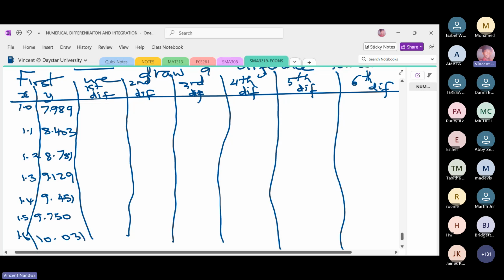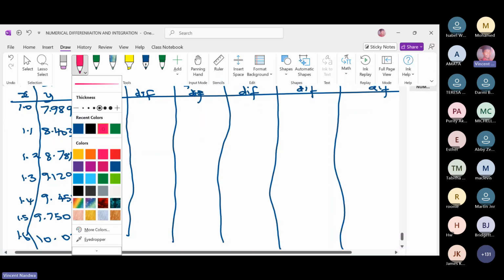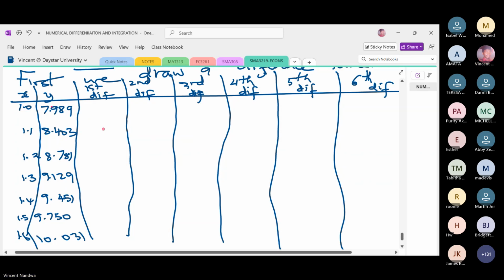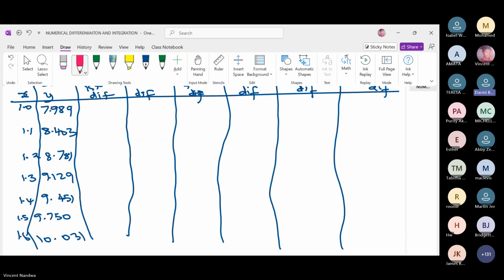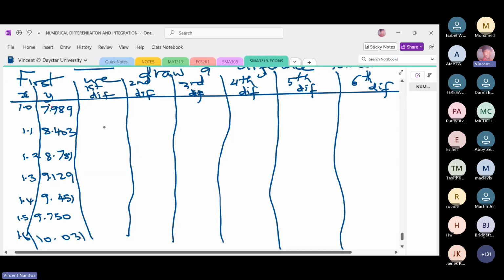So you write the values of x with their corresponding y values, skipping a space in between where the differences will be written. And when you find the difference here, lower minus upper number, what will be the value here? 0.414. 0.414, correct. So I have 0.414. Next.